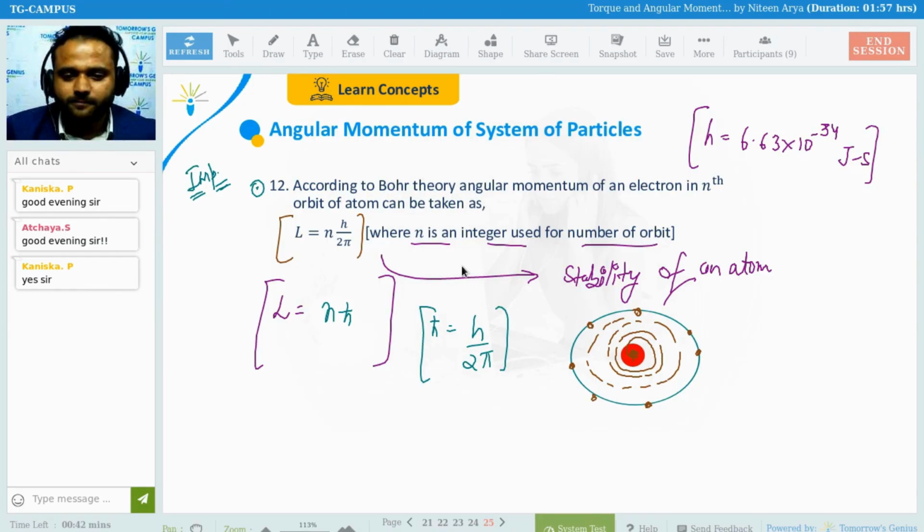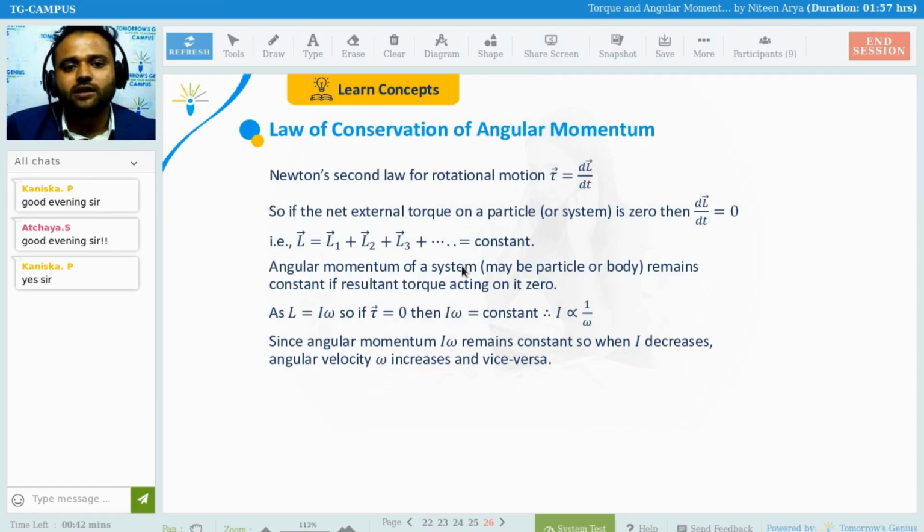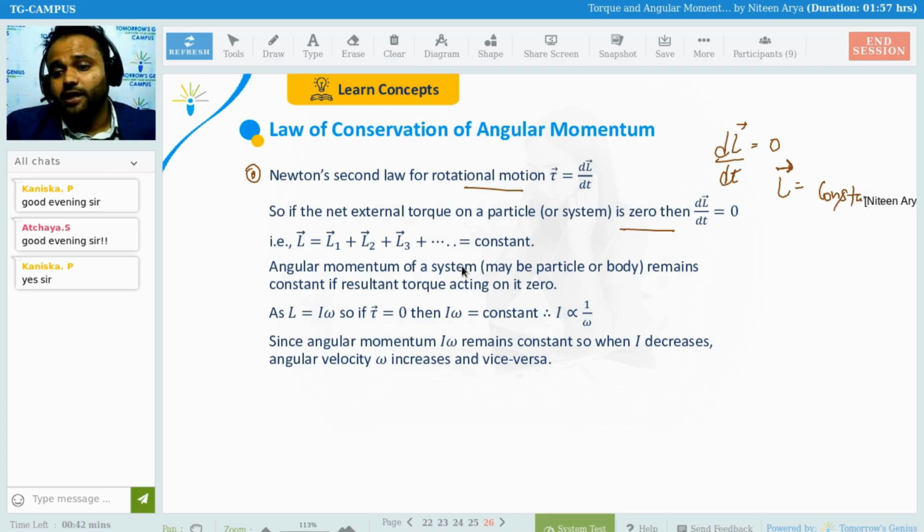Clear? Got it? Okay. So the next thing, conservation of angular momentum. From Newton's second law for rotational motion, torque tau equals dL by dt. If the net external torque on a particle or a system is 0, then dL by dt is going to be 0. And when dL by dt is 0, it simply states that L is constant, meaning L is not changing with time. And if angular momentum is constant, L equals L1 plus L2 plus L3 and so on, it is going to be constant.